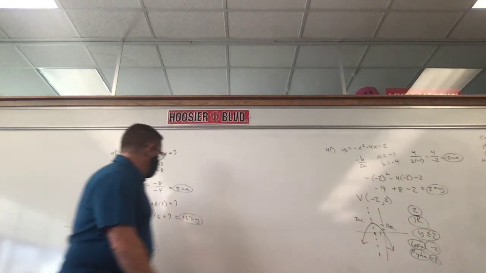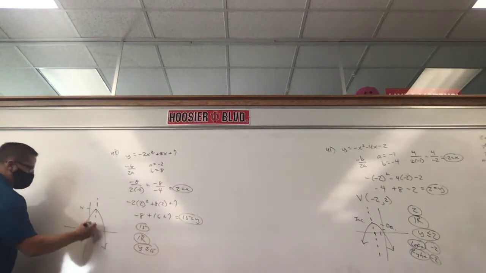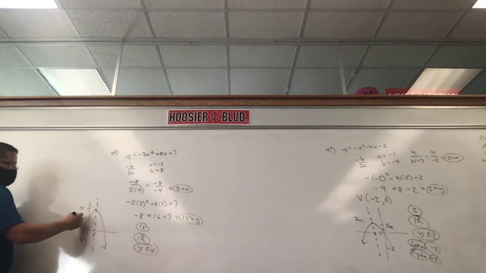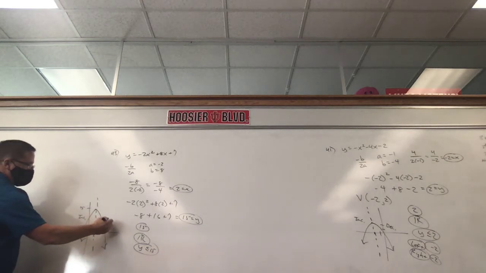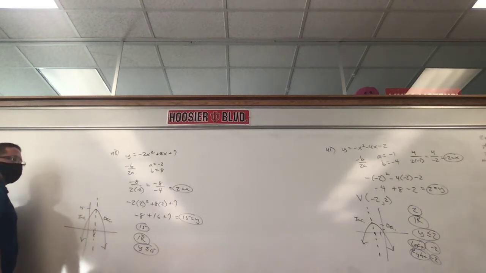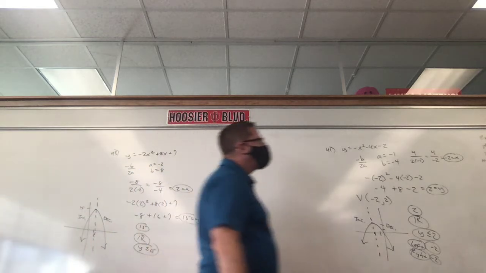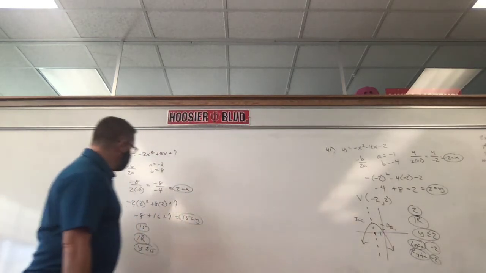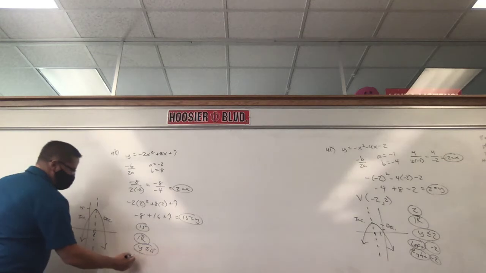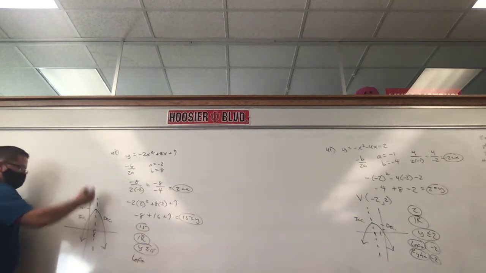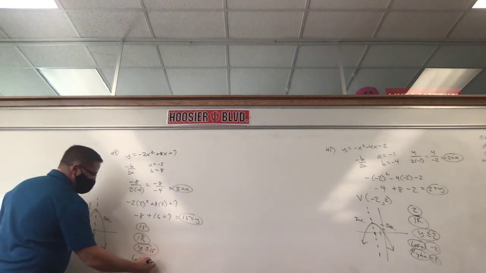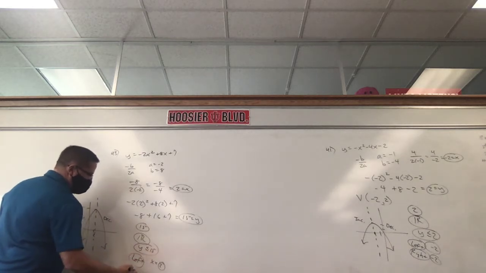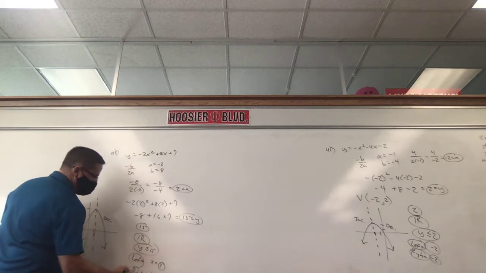And then they want increasing and decreasing. On this side, it's increasing because the graph's going up. This side, it's decreasing. They ask increasing first. Increasing to the left of the axis of symmetry, which is x equals 2. And it's decreasing to the right of x equals 2.